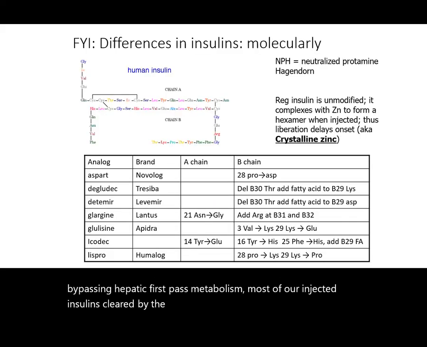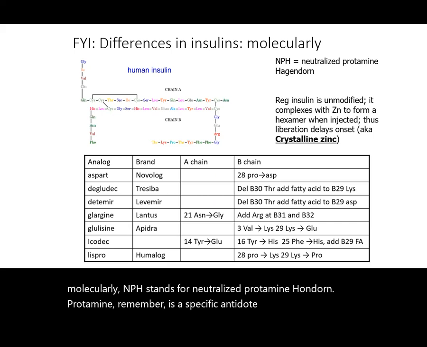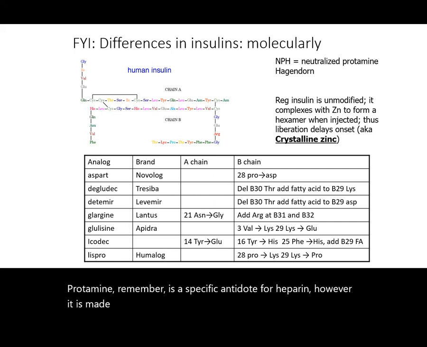If you care, differences in insulin molecularly. NPH stands for neutralized protamine Hagedorn. Protamine, remember, is the specific antidote for heparin. However, it is made from salmon sperm, and many patients become sensitized to it, so they can have a protamine allergy.